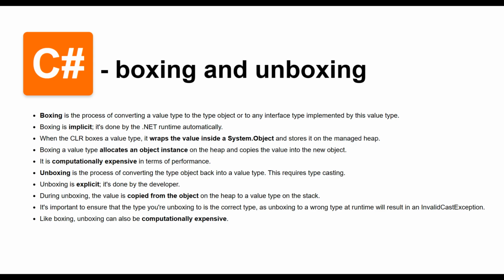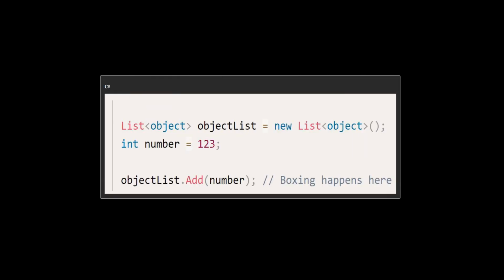A pretty common real-life use case for boxing and unboxing comes up when you're dealing with collections like lists or dictionaries that can only store objects, not value types. Let's say we have some integers and we want to store them in a list of objects. Here's how you do that. In this example, we've boxed the integer number into an object so we could add it to the object list.